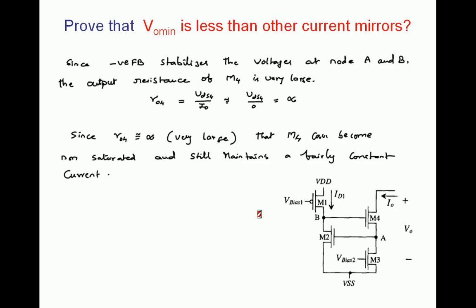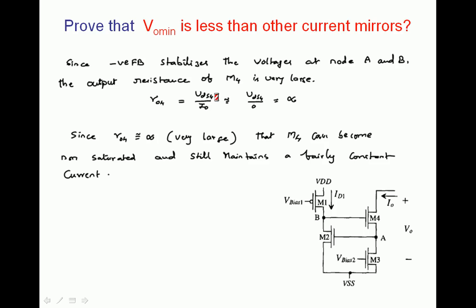Prove that V0 minimum is less than other current mirrors. So calculate V0 minimum. Before calculating V0 minimum, what we concluded is the output impedance of the regulated cascode current mirror is the highest one, which is approximated as infinite, since it is gm square R0 cube by 2. And because of that, R04 is assumed as infinite. R04 is nothing but the output impedance, that is output voltage by output current. VDS4 divided by the current flowing through it, which is I0.